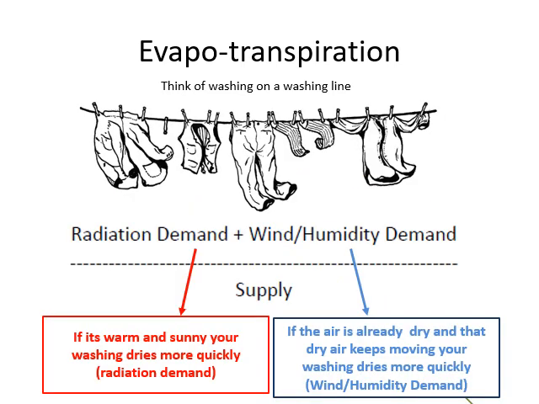An easy way to understand the drivers of evapotranspiration is to think what happens when you hang washing on a washing line. The demand side of the equation is controlled by radiation demand and wind and humidity demand. If it's warm and sunny, your washing dries more quickly. And if the air is already dry, and that dry air keeps moving, your washing dries more quickly. So all this makes a lot of sense, and you might be wondering why I'm explaining it to you in such careful detail. I mean, we all know that if we want our fingernails to dry more quickly, we wave them around, we increase the wind demand.